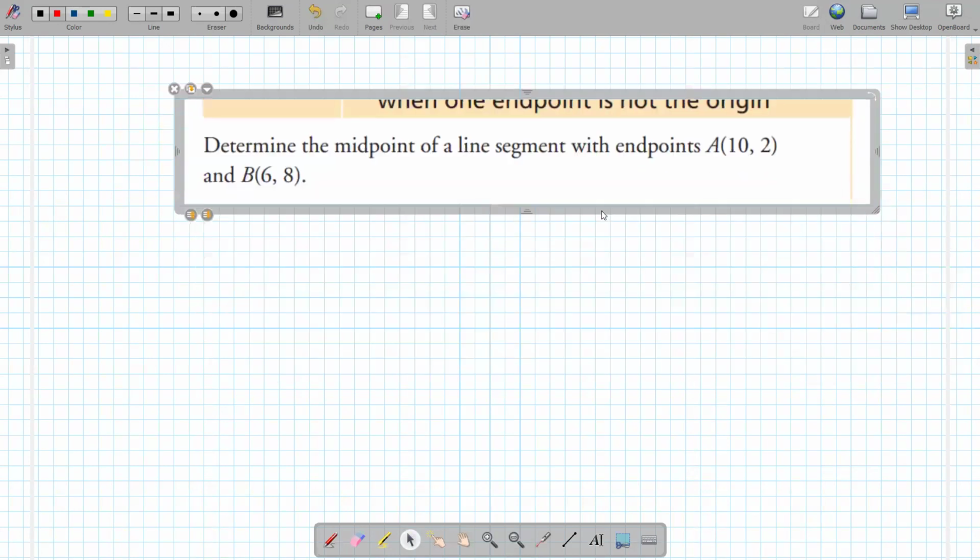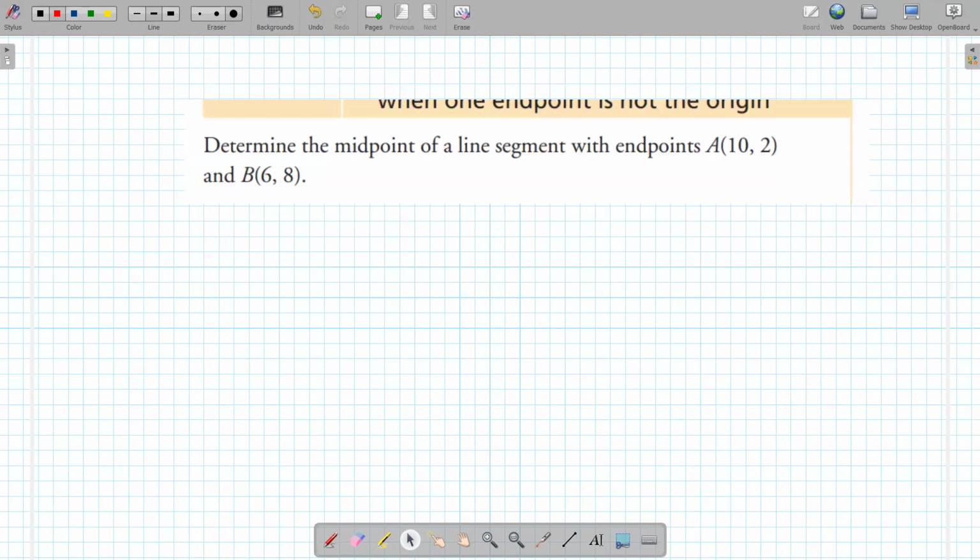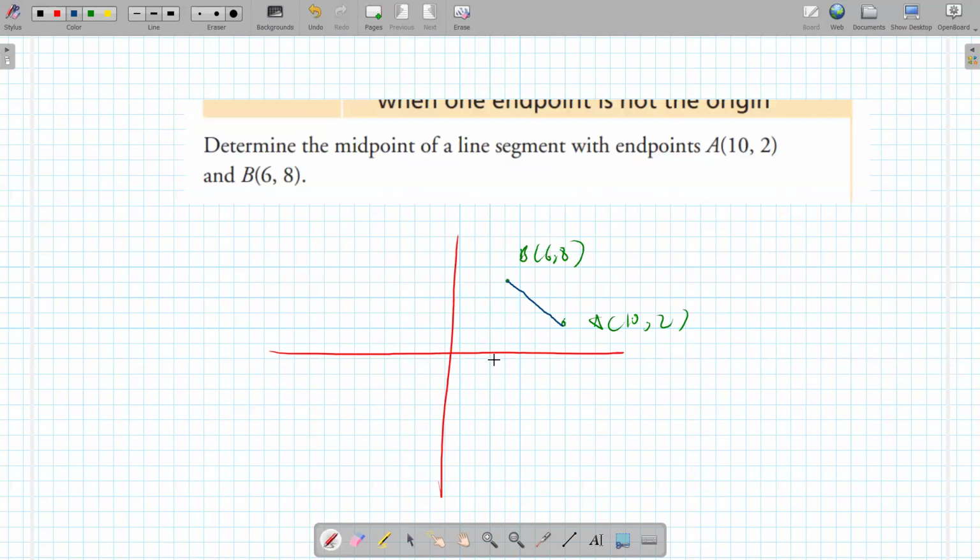Is this gonna be a straight line? If I drew this out and if I join them, is that gonna be a linear equation? Let's say we have something like this. A (10, 2) is somewhere here. B (6, 8), let's say, is somewhere here. If I join this, is this a linear line? Yes, it is, right? There's no other way around it. 2 points, if you join them, will always be a straight line.